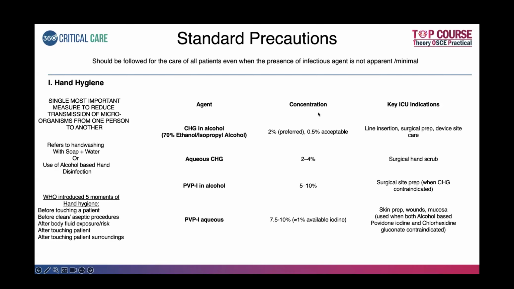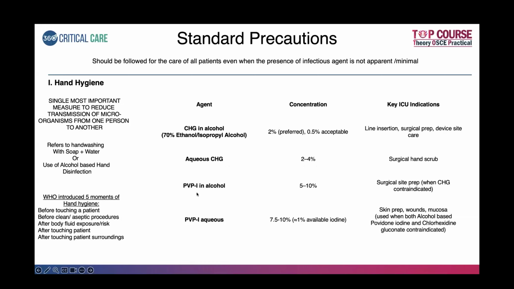So the agents that can be used. From all the references I got, I have just compiled it so that it's helpful for last minute revision. So you have chlorhexidine, you have 70% ethanol or isopropyl alcohol with chlorhexidine. The chlorhexidine percentage that is usually preferred is 2%, though 0.5 is also acceptable. The main key ICU indications are line insertion, surgical prep, or device site care. Then you have aqueous chlorhexidine gluconate solutions, which come in a concentration of 2 to 4% and are mainly used as surgical hand scrub.